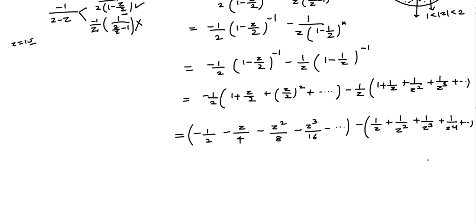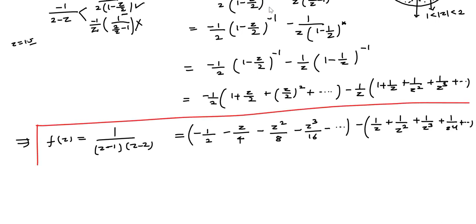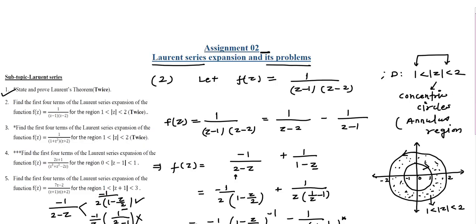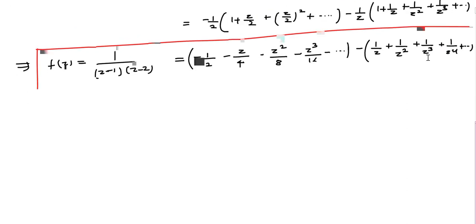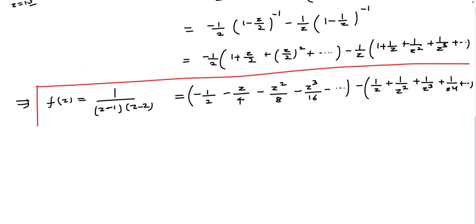So we can write, this is our required Laurent series expansion of 1 upon (z negative 1) and (z negative 2). So we can say that this is our required final answer.